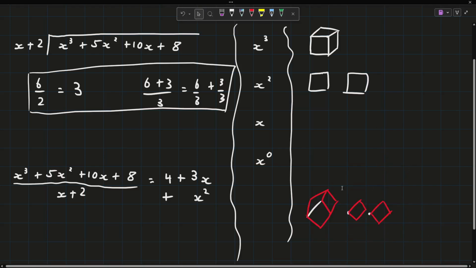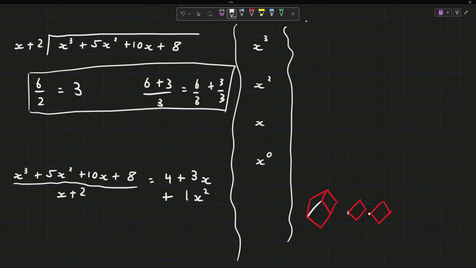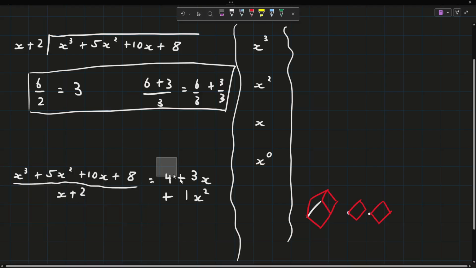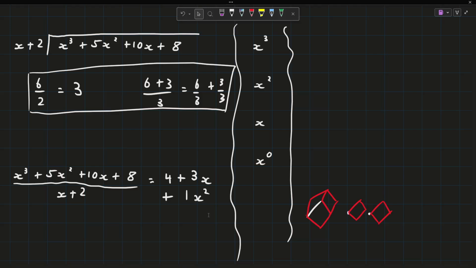Well, clearly we just take it away once, because we have 1 cube, 2 squares, 1 cube, 2 squares, so we take it away 1x squared times. I always thought it was very confusing. What does it mean that this whole thing is equal to this? This means we can take this away 4 times, and we can take it away 3x times and 1x squared times. That always went over my head, but when you think about it this way, it really makes sense what it means.